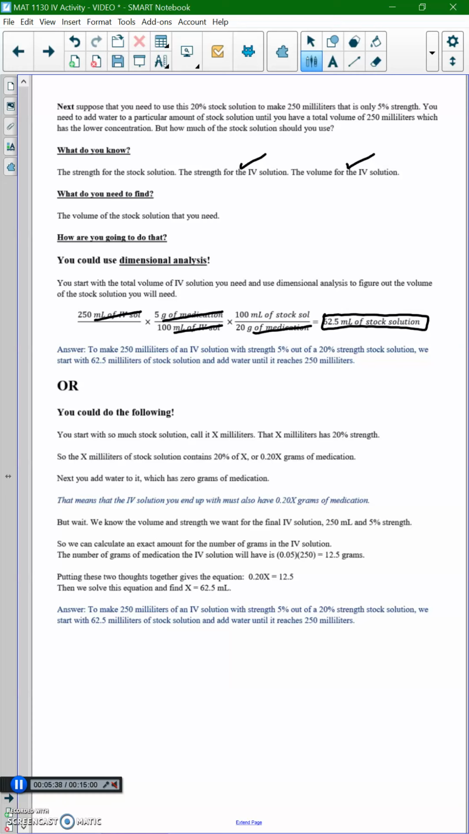An alternative to dimensional analysis can be found below. And if you wish to do something other than dimensional analysis, you can read through that and you're going to get to the same answer either way. Well, let's go ahead and take a look at a second example.